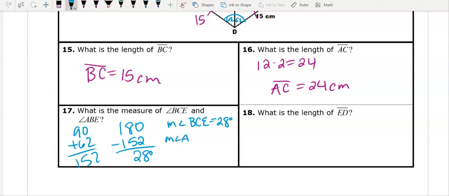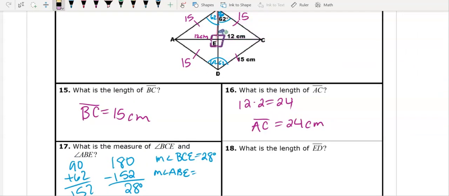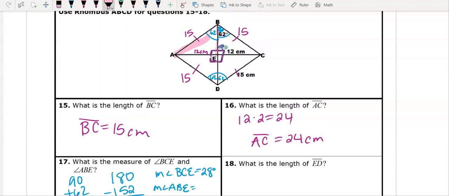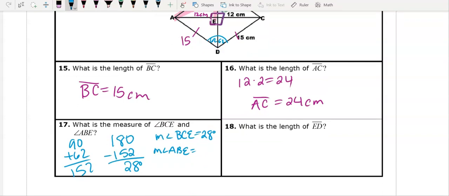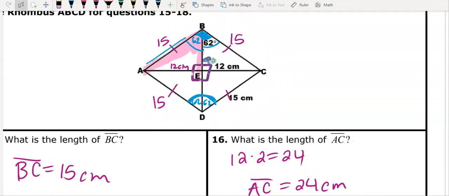Now for the measure of angle ABE. Let's go figure that one out. ABE. Oh, we already wrote that one. It's 62. We wrote in all the information at the beginning from what was given. If the angle that was given to us was 62, the one next to it is also 62, and the ones at the bottom here are all 62. So when it's asking for angle ABE, we're looking for this one right here, which was 62.